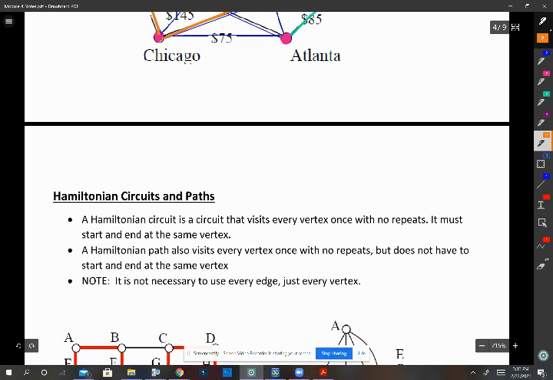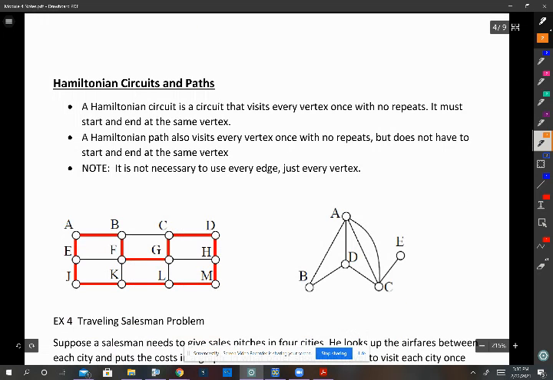It's not horrible. Then we have Hamiltonian circuits and paths. A Hamiltonian circuit is a circuit that visits every vertex once with no repeats. So that's this red one. That's not the only Hamiltonian circuit that you have. You could go the other way, but you just have to be able to visit every dot without repeating a dot. So it must start and end at the same vertex, and it needs to visit every vertex once with no repeats. That's the big thing.